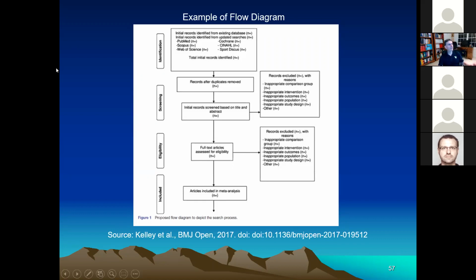And the reason I say that up here is because this is an updated systematic review with meta-analysis.